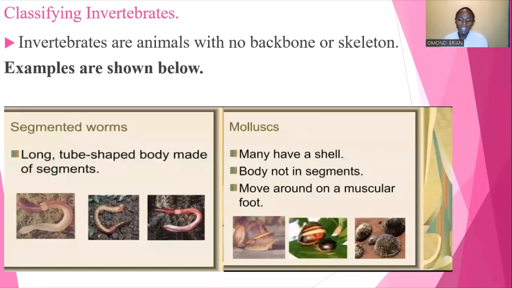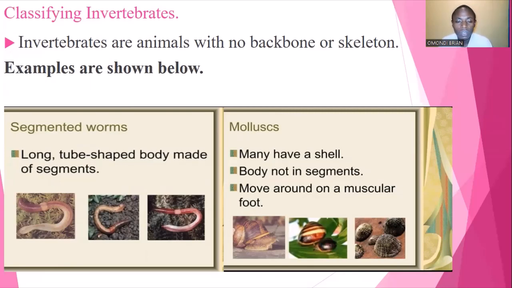Now we have gone and looked at the vertebrates. After looking at the vertebrates class, we are going now to look at invertebrates. And from our previous discussion, we've discussed that invertebrates are animals with no backbone or skeleton. They are also referred to as exoskeleton. Scientists commonly refer to them as exoskeleton, meaning they don't have vertebrates.